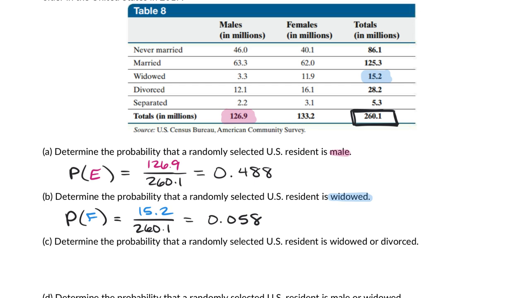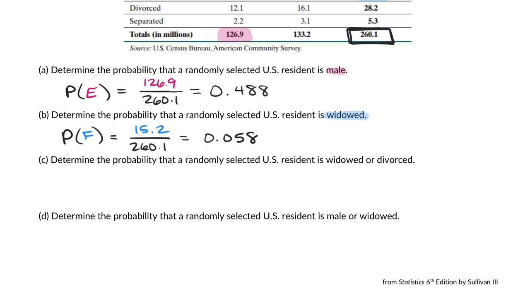One event occurring. The next two examples, we're going to have two events occurring at the same time. Part C wants me to find the probability that a randomly selected U.S. resident is widowed or is divorced. Now let's think about this for a second. Is there any overlap of somebody who's widowed versus divorced from this table?